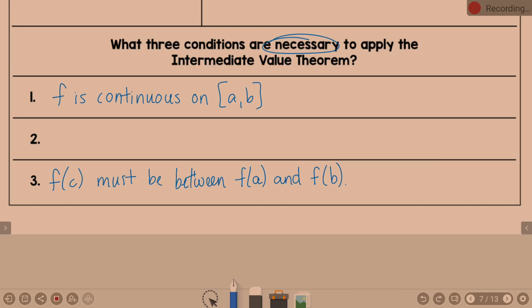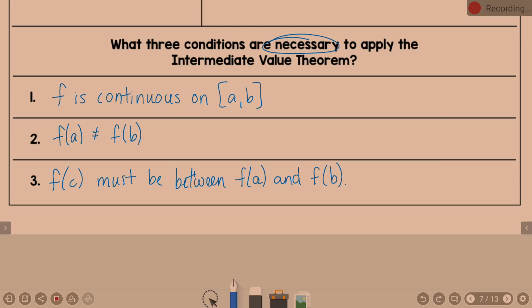When I read it, I said y equals f of x. It has to be a closed interval, which is kind of already there. And f of A can't equal f of B. Right, f of A cannot equal f of B. If f of A and f of B are the same, it'd really be hard to find anything where f of C is between them, unless f of C also is the same as them. Okay, that's the idea of IVT.